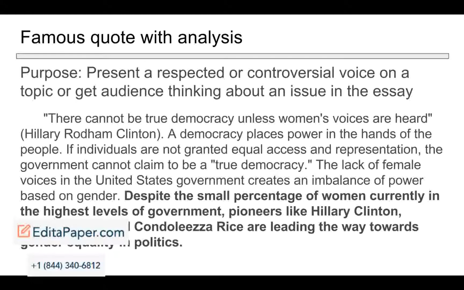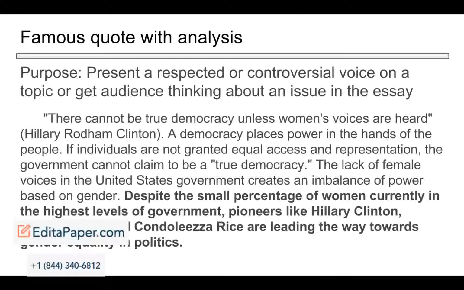So here we have a famous woman in politics, Hillary Clinton, starting the hook strategy, right, with this quote. Then you have about 2 sentences of analysis where the writer is explaining the significance of this quote in the context of women in politics, right? So the quote is the hook, the 2 sentences that follow it are the transition, and then you have this thesis statement in bold.